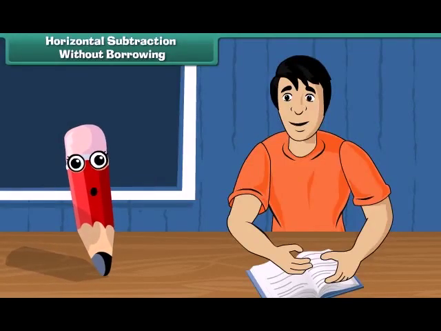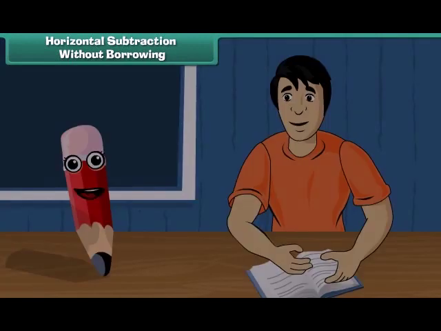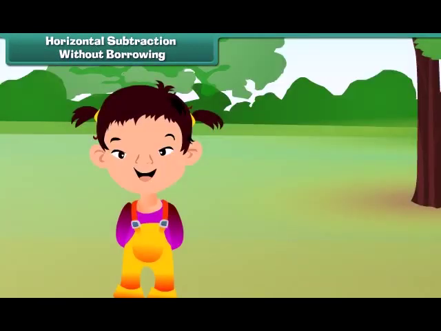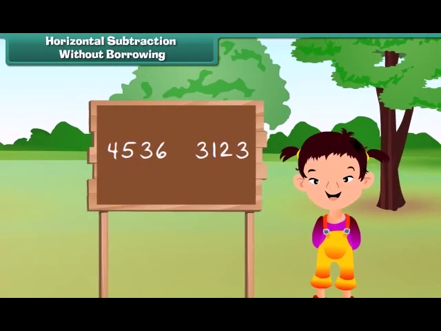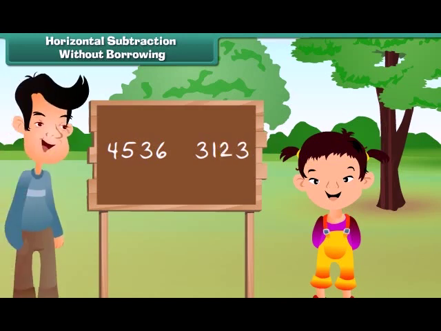Let us now move on to subtraction. Wendy went on a picnic last Saturday. The picnic spot had 2 boards with 2 different numbers written. Let us look at the numbers, 4536 and 3123. Her father asked her to tell the difference between the numbers.